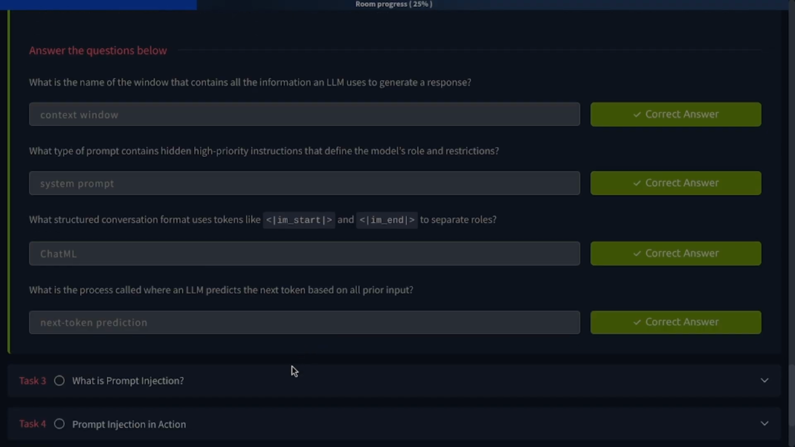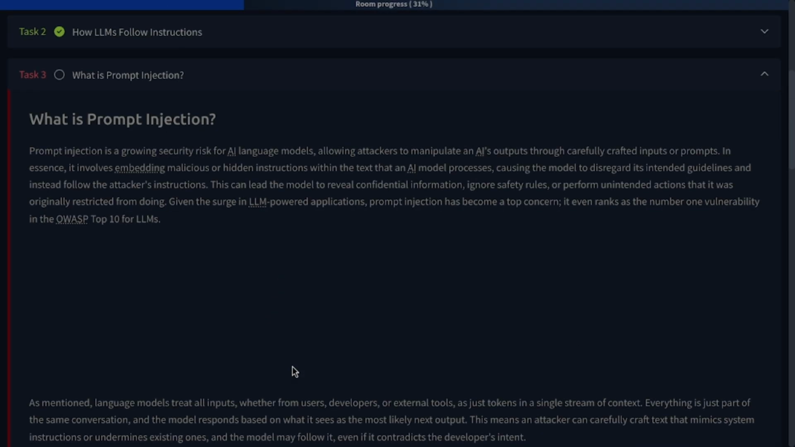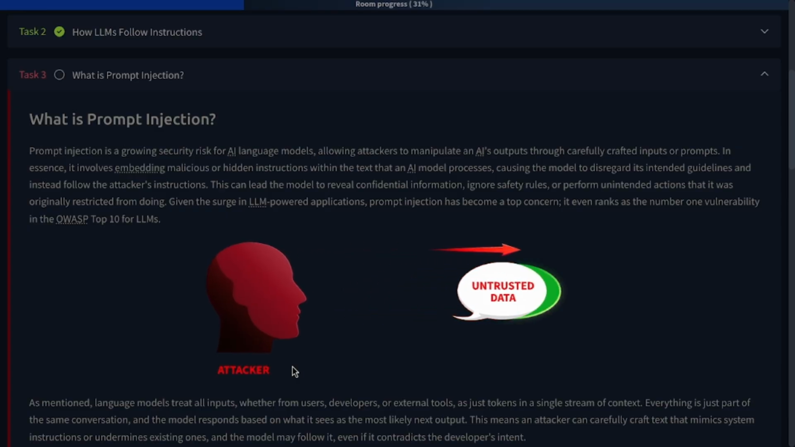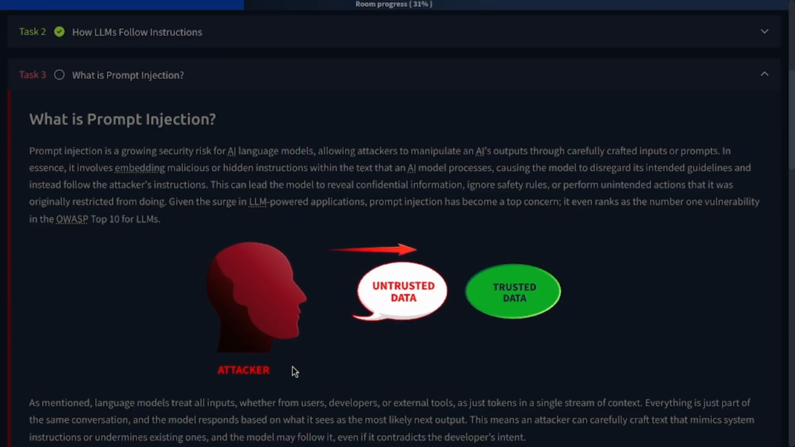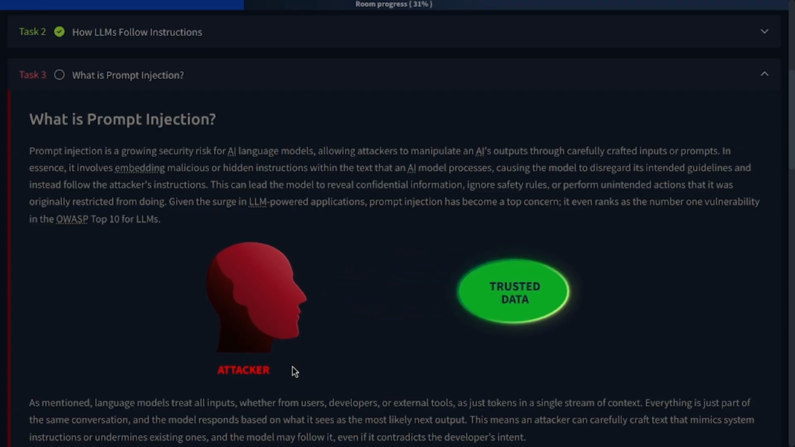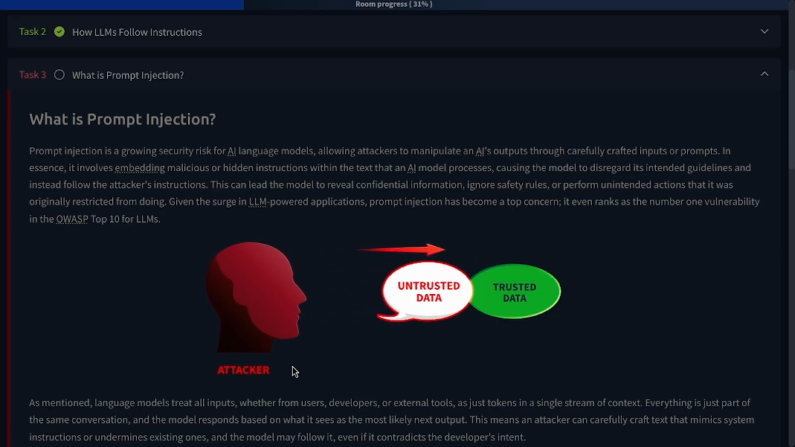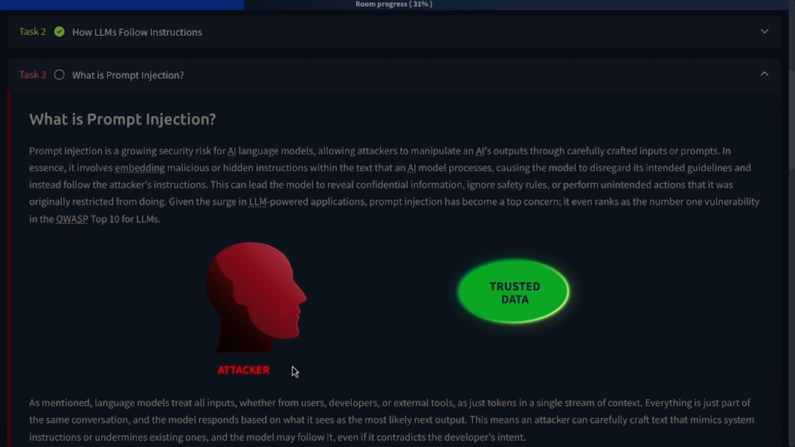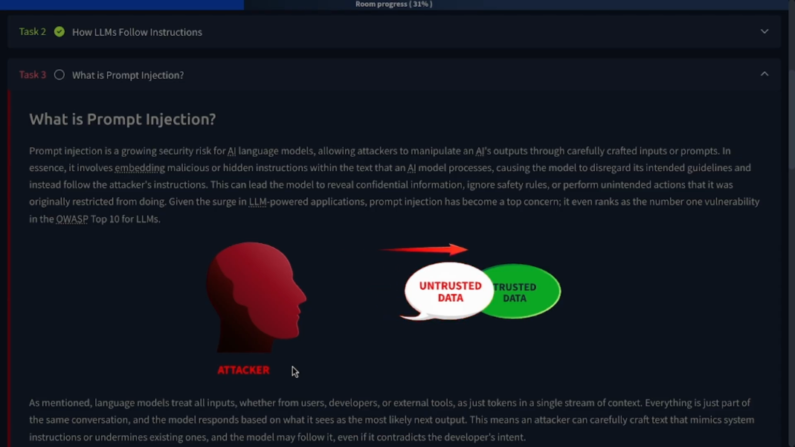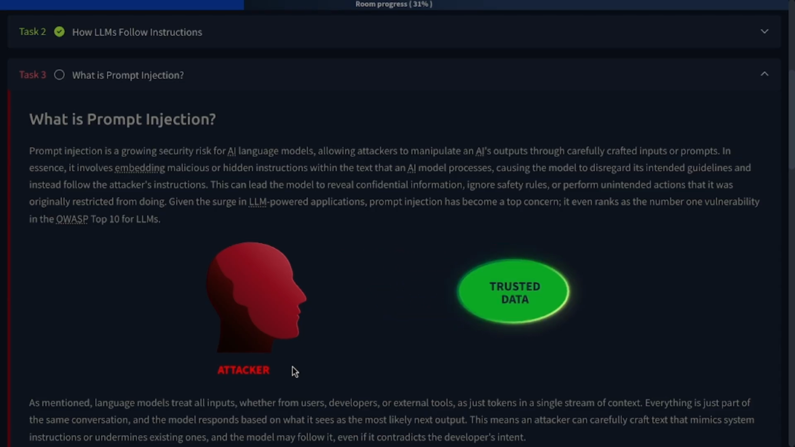Yeah, and then we come across prompt injection. I've already given you a slight overview of how prompt injection occurs when the boundaries collapse and untrusted and trusted data are incorporated with each other. It gets mixed by the large language model, so it creates the vulnerability we call prompt injection. Prompt injection is a growing security risk for AI language models, which allows attackers to manipulate an artificial intelligence's outputs through carefully crafted inputs or prompts.